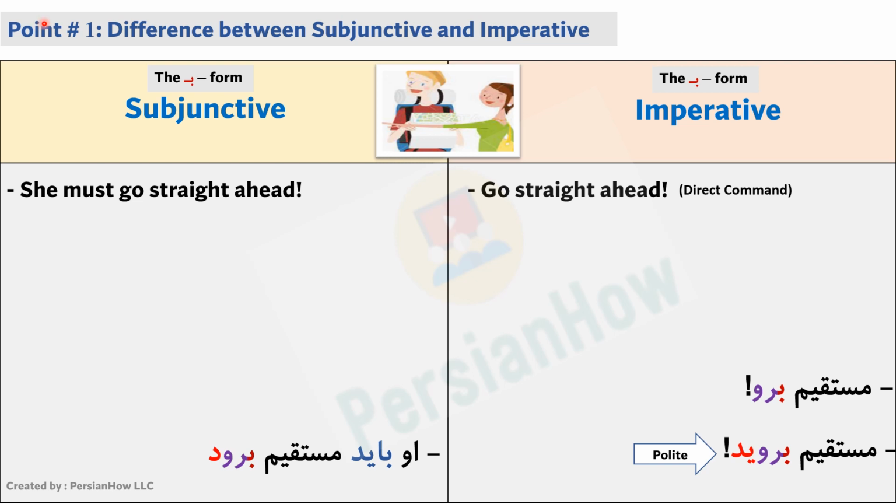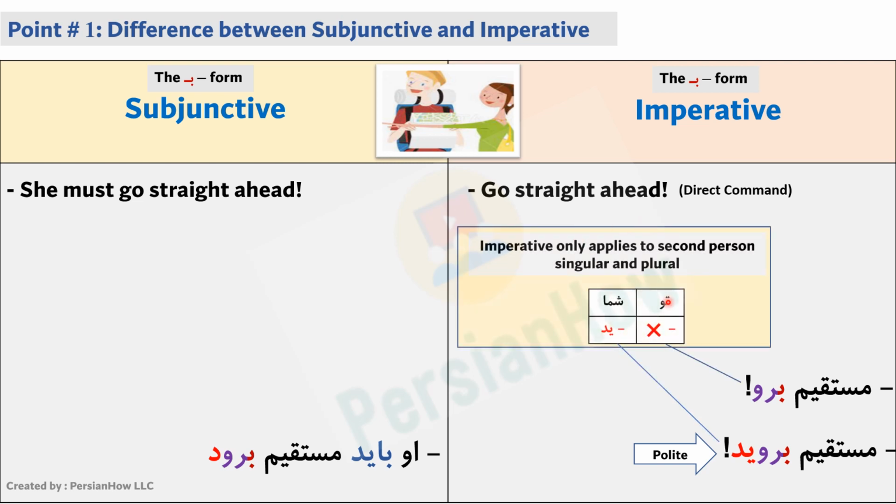The first point is about the difference between subjunctive and imperative. If you do not know what subjunctive is, you can skip it. But if you do know, then it's important to know the difference, because both of them, imperative and subjunctive, are also called the be form, and they are formed the same, but they function completely differently. So imperative is only direct command. So it only applies to these two pronouns, to تو and شما. And the only verbal ending it gets is this one. For example, here, مستقیم برو, so there's nothing here. And this one, مستقیم بروید, it gets the شما verbal ending. So that's only for imperative.